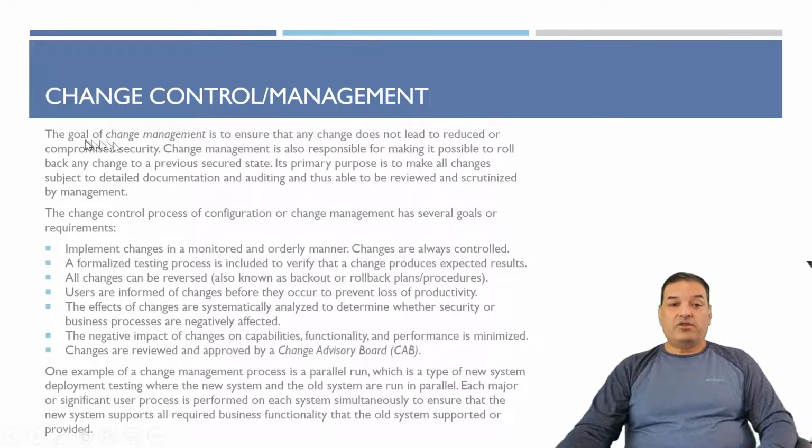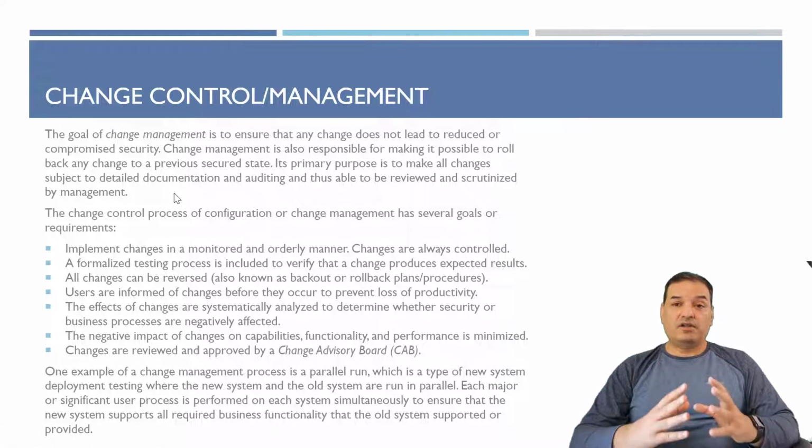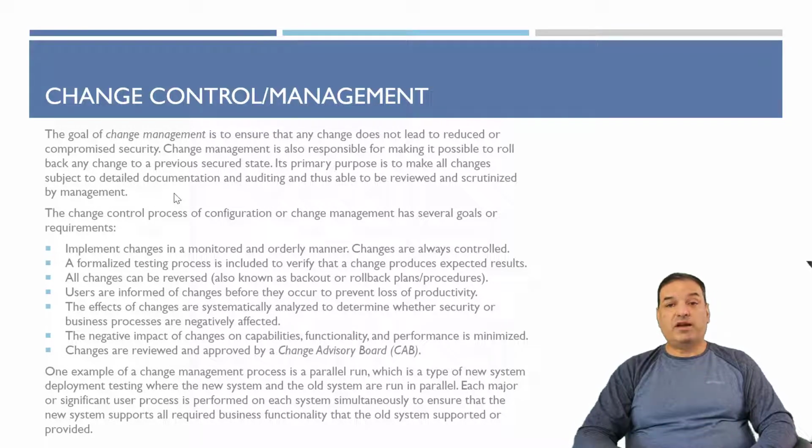So, change and control management. The goal of change management is to ensure that any change does not lead to or reduce or compromise security. Change management is also responsible for making it possible to roll back any changes to a previous secure state. Its primary purpose is to make all changes subject to detailed documentation and auditing, and thus able to be reviewed and scrutinized by management. So I just read these sentences here because it's important to get the exact wording and language right and understand the nuances of those terms.